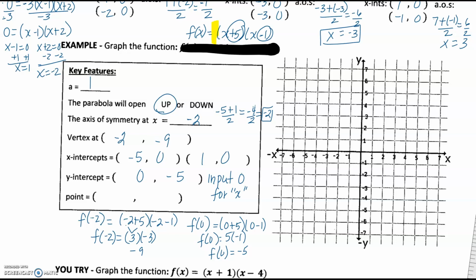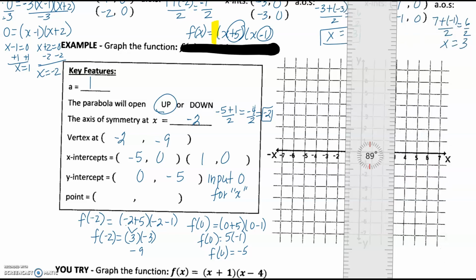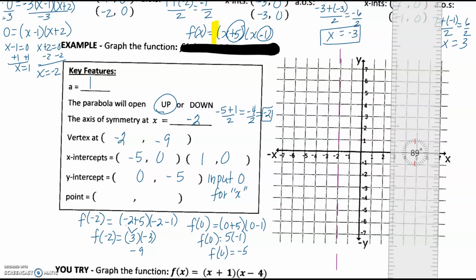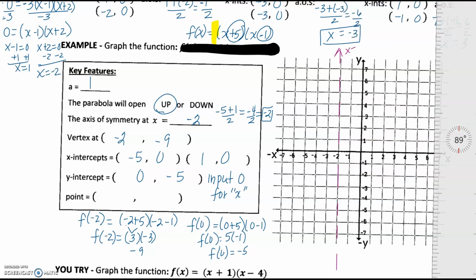So where do I start? I start at my axis of symmetry. My axis of symmetry is negative 2. That's a dotted line. X equals negative 2. From there, I do my vertex. Well, it goes negative 7, negative 8. So I have to kind of eyeball this. This is my vertex. Negative 2, negative 9. This should be opening up.